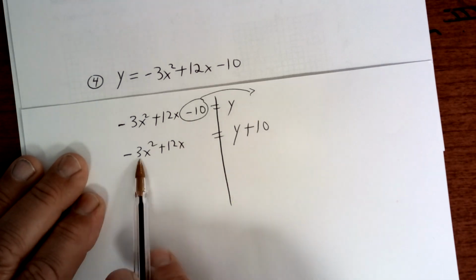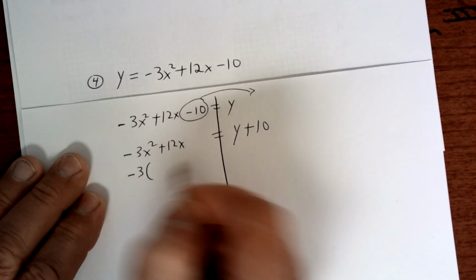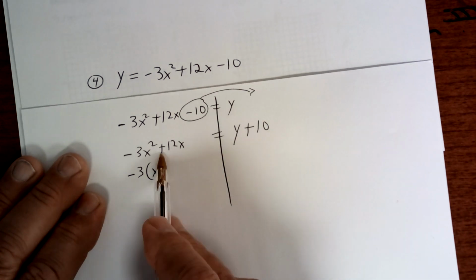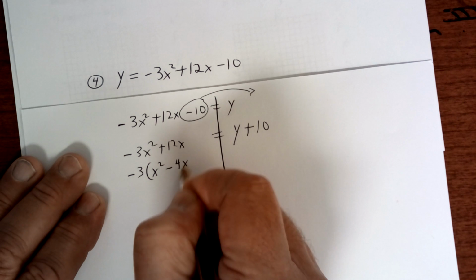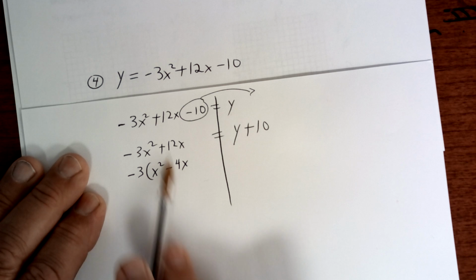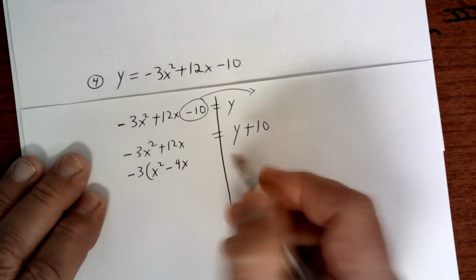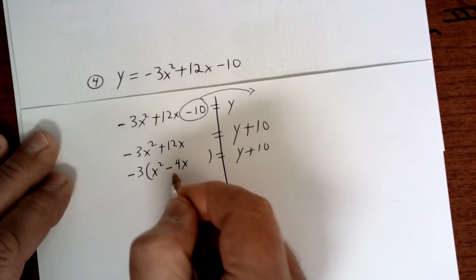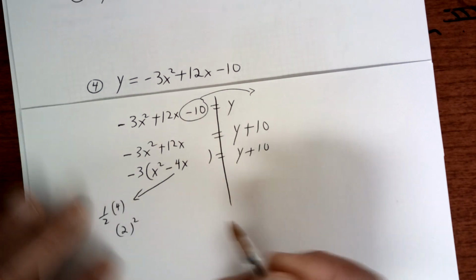Now we're going to factor out a negative 3. So when you factor out a negative 3, you're left with x squared, and then this is going to change. So that's going to be a minus 4x. Let's check it. Negative 3 times negative 4 is positive 12. That checks. Now we're going to complete the square. To complete the square, you're going to take half of 4, which is 2. And then you're going to square it, so you're going to say plus 4.